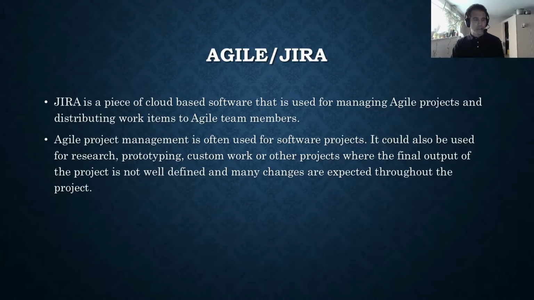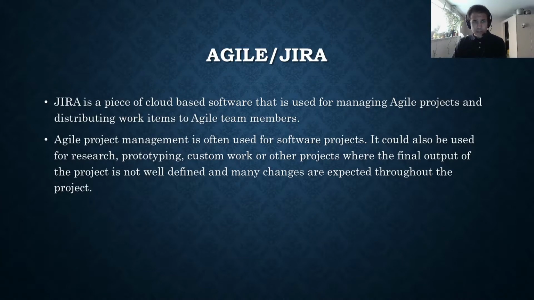So Agile project management is often used for software projects. That's kind of the area where it's most popular. It could be used in other applications. One that is often brought up is research. Could also be used for prototyping, kind of custom work. Any type of situation where you're not really clear what the final output of the project is going to look like, and any kind of projects where you're expecting a lot of changes throughout the project.